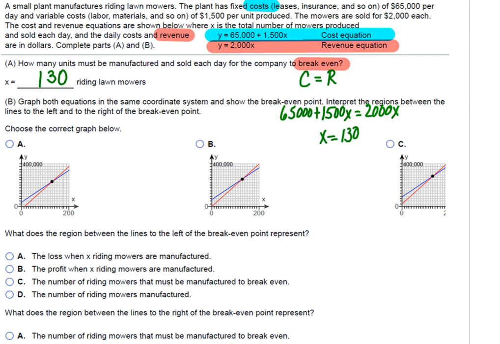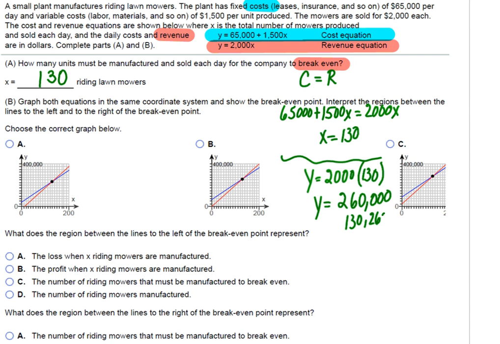The next question asks us to identify the graph that we will use. So let's just look at the graph. First of all, I'm going to use my 130 on my revenue, and I'm going to put 130 here. So y would be 260,000. So I have 130 at 260,000.